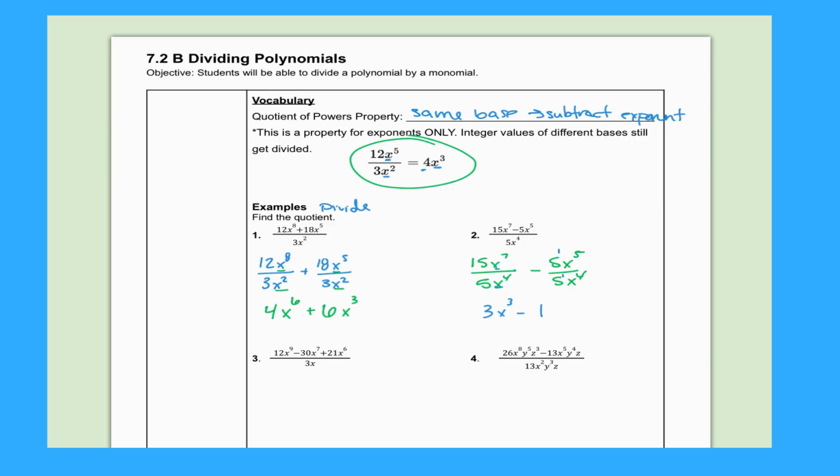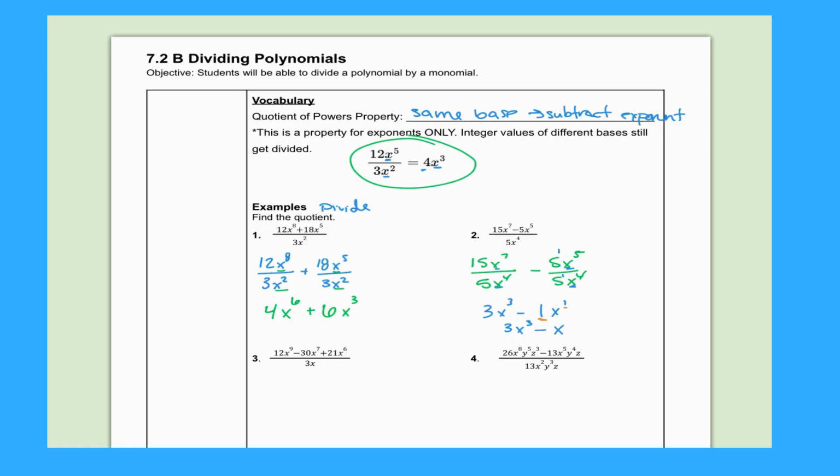And then with our x's, they're the same base, so 5 minus 4 is 1. I could just put x, or I could put x to the first. It doesn't make a difference with the 1 there. So you could have this answer, or you could have 3x to the third minus x, because this one is optional to write, and that one is optional to write.